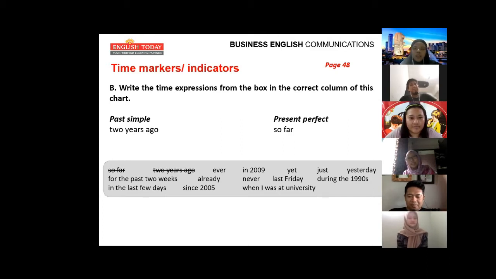It's quite tricky, but I think it's present perfect. Okay, during the 90s, quite tricky, but you think it's present perfect. Okay. Bondan, in the last few days. Present perfect. Okay.